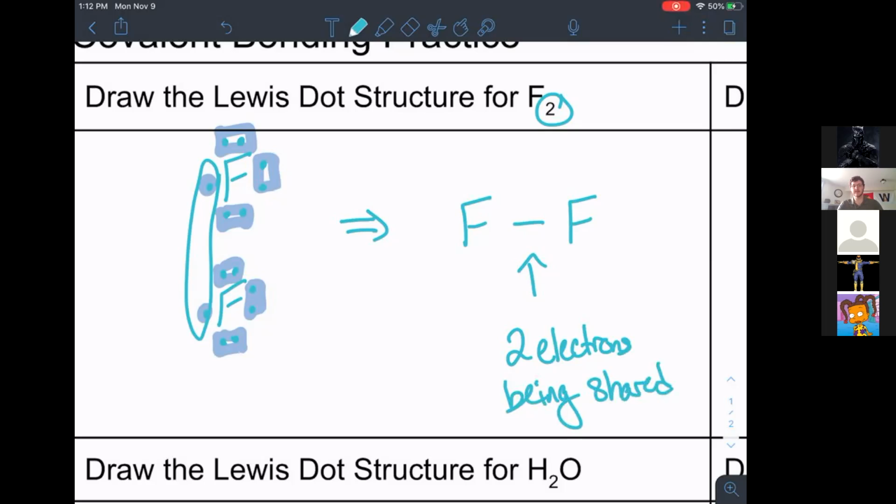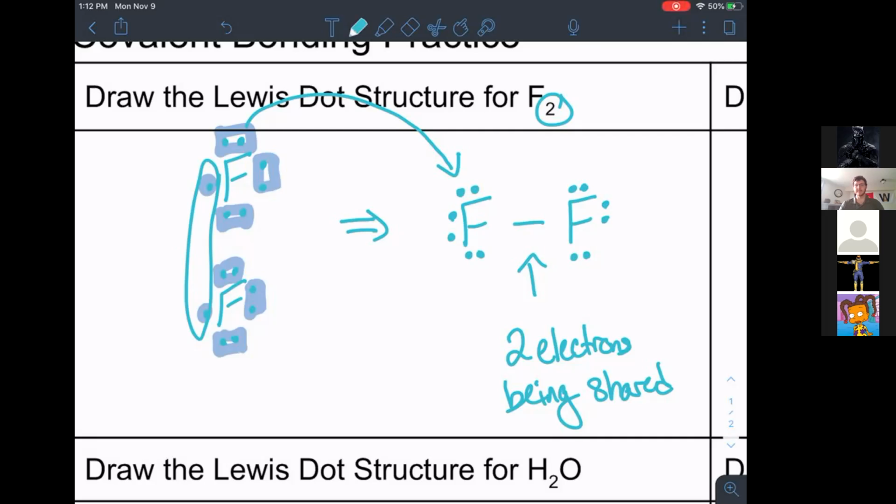Am I done? Then you have to draw the pairs around each other. You've got to add the pairs back onto the fluorines. So these have 6 electrons left, because we remember we need to be able to count to a total of 8 valence electrons on all of our elements. So if we count, we have 6 unbonded electrons or lone pairs, and then the 2 being shared between our fluorines.